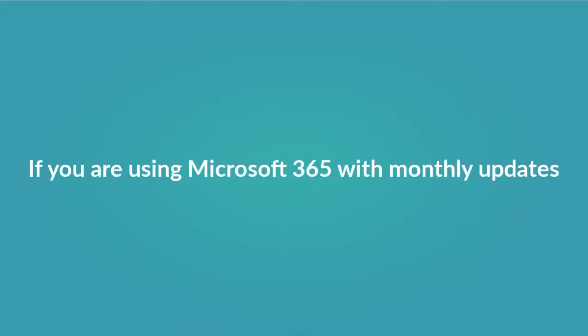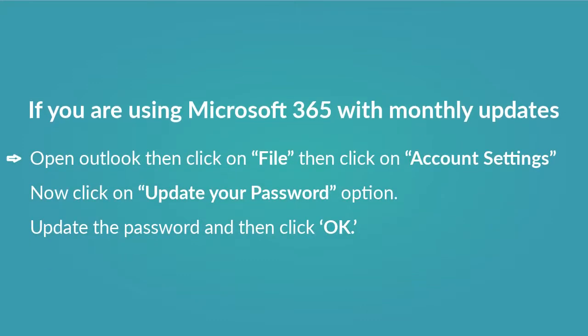If you are using Microsoft 365 with monthly updates, open Outlook, then click on File, then click on Account Settings. Now click on the Update Password option. Update the password and then click OK.